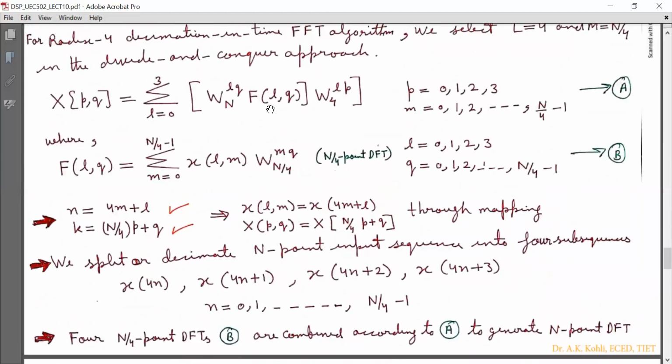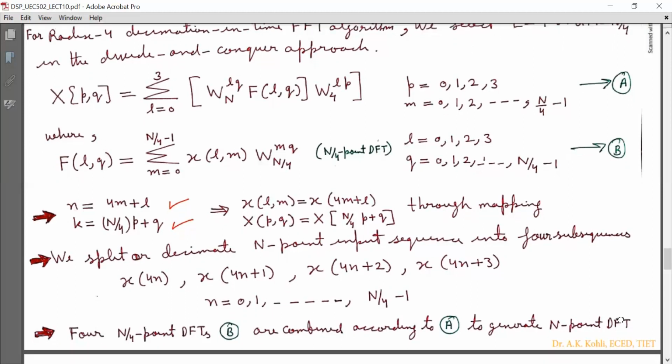Now clearly from equation 4a and equation 4b, 4 N by 4 point DFTs by equation B are combined according to equation A to generate the N-point DFT. Once more I repeat, 4 N by 4 point DFTs as indicated in equation B are combined according to equation A to generate the N-point DFT.